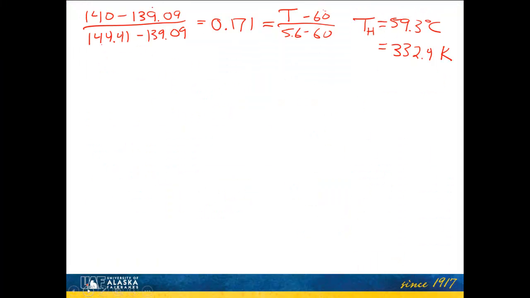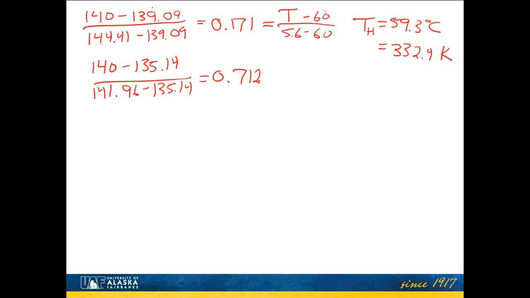Again, over on my sheet over here, we're now going to be looking at what our pressures are. So I have 140 minus 135.14, over 141.96 minus 135.14. Those are off that pressure table. 0.7126 is that ratio. And now this is going to be my pressure, between 1600 and 1800. Now I can solve for that pressure, and that pressure is equal to 1650.